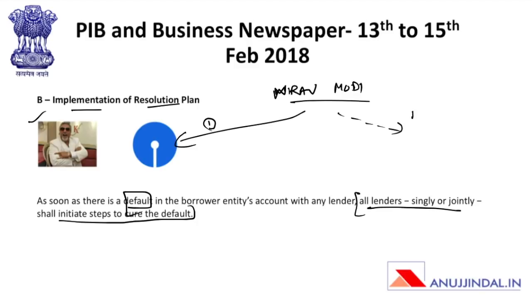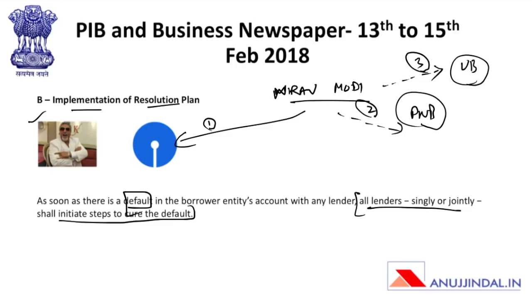So, they would go to any other bank like PNB and take a loan from PNB. Then, when PNB also says that you are defaulting and therefore we cannot give you more loans, they would go to another bank, let's say Union Bank, and take a loan from Union Bank also. So, this activity wherein a borrower is able to take loans from multiple lenders despite defaulting on one or more lenders is very dangerous for NPA resolution in India. And therefore, it has been decided that all the lenders have to initiate steps to cure the default immediately as soon as a borrower's account has a default.